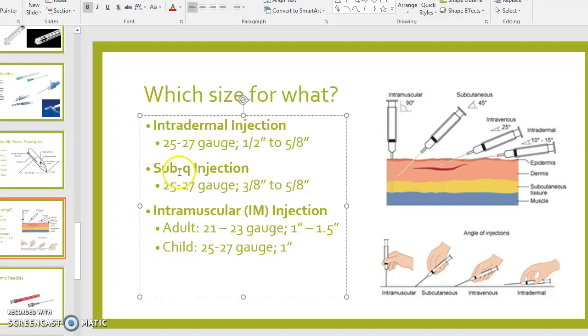If we're doing a sub-Q injection and we're going into the subcutaneous tissue, then we want to give that injection with, again, a 25 to 27 gauge needle, very tiny, and again, a very small or short needle length. And then the IM injection, that's going to go into the muscle layer. We need a nice bit longer one to get all the way through the skin down into the muscle. And then, as you can see, we give a bit bigger gauge.